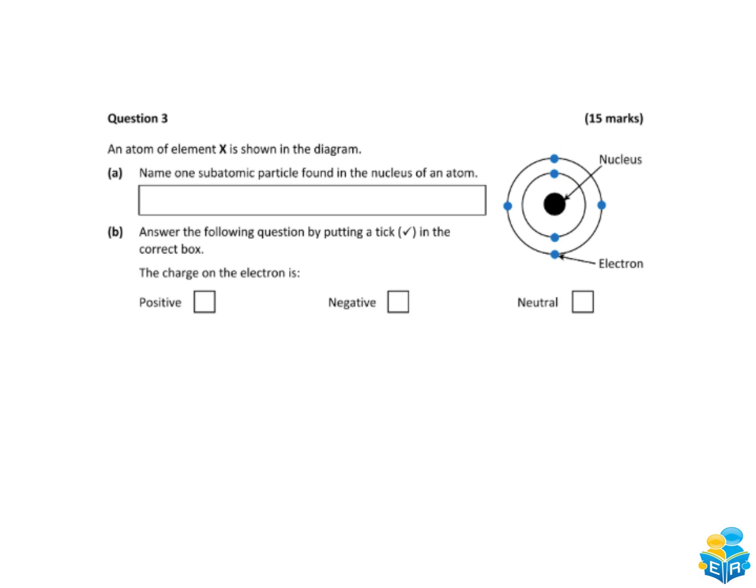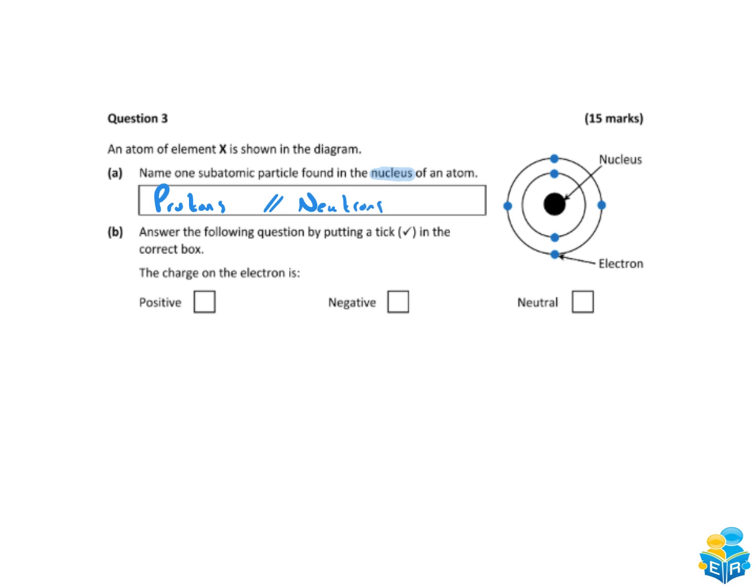So we're going to have a look at an exam question or two here now. An atom of element X is shown in the diagram. Name one subatomic particle found in the nucleus. So that's our keyword there. It has to be found in the nucleus. That's actually eliminating electrons for us. So one of the subatomic particles will be protons. We're going to be really careful to only list one of them. We're not going to list 2, but the other one would be neutrons.